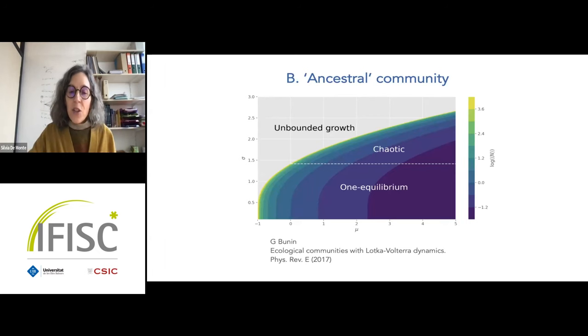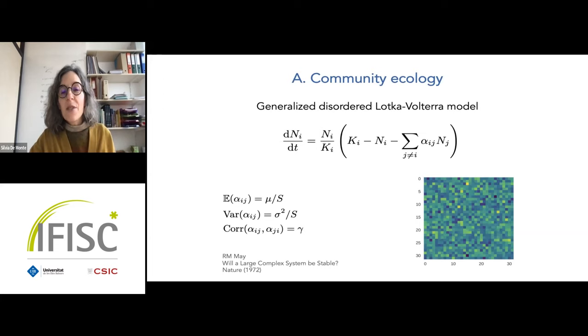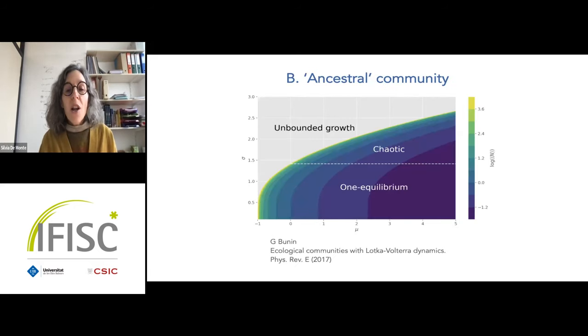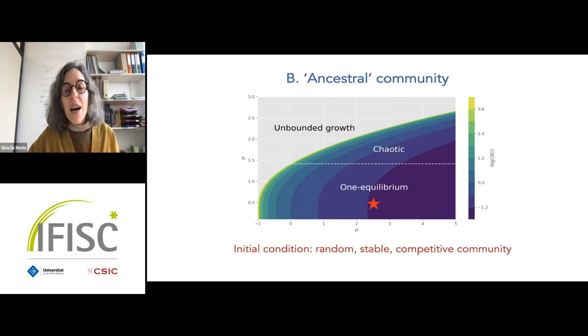Now, this kind of equation has been extensively studied, especially in recent years, and we know that if we look at the total number of individuals in this community, this number only depends on the average and on the standard deviation of the distribution I was introducing formerly. So there are different phases in the phase space, but in order to make things simpler for us, we will start our simulations that I'm going to show you next by an initial condition that is of course random, but is such that the community is stable and it is mostly composed by species that are competing with one another.